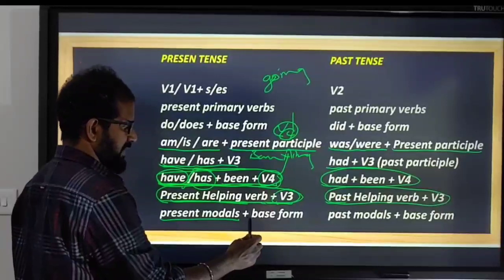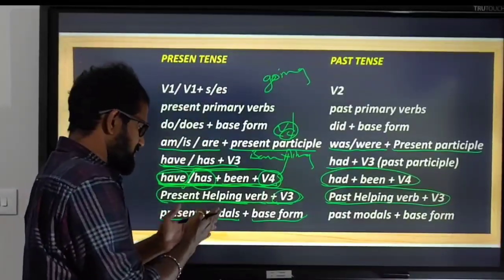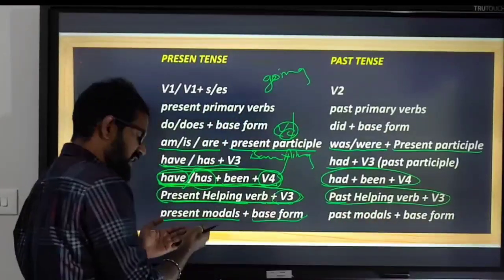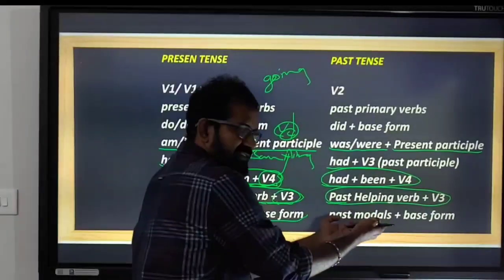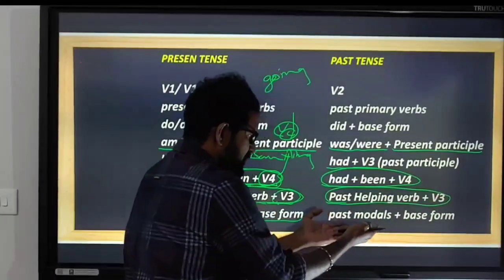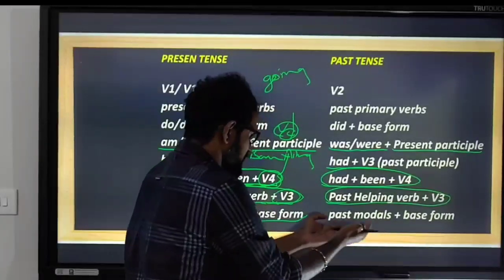Present modals plus base form. What are the present modals? Will is the present modal, would is the past modal. Shall is the present modal, should is the past modal. Can is the present modal, could is the past modal. May is the present modal, might is the past modal.